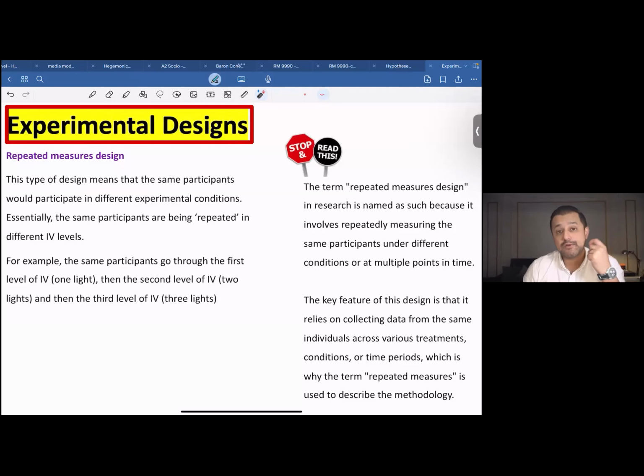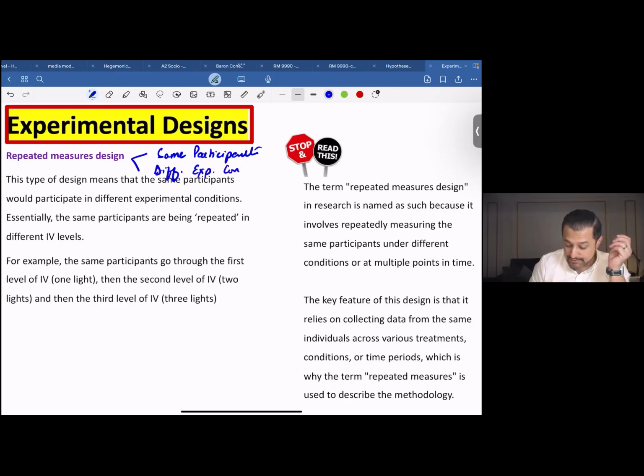As the name suggests, a repeated measures design is an experimental design where the same participants are repeated. When the same participants are made to go through different experimental conditions, we refer to that as a repeated measures design. The participants are being repeated.